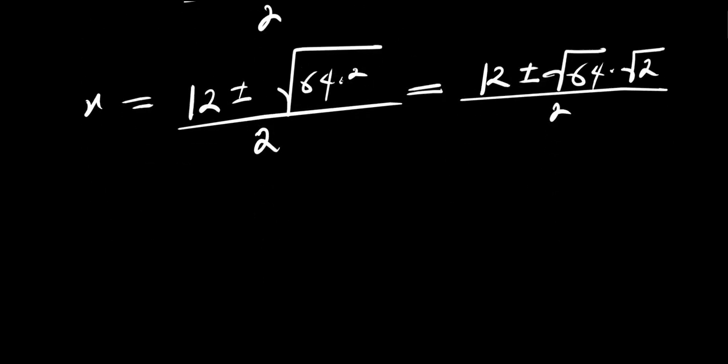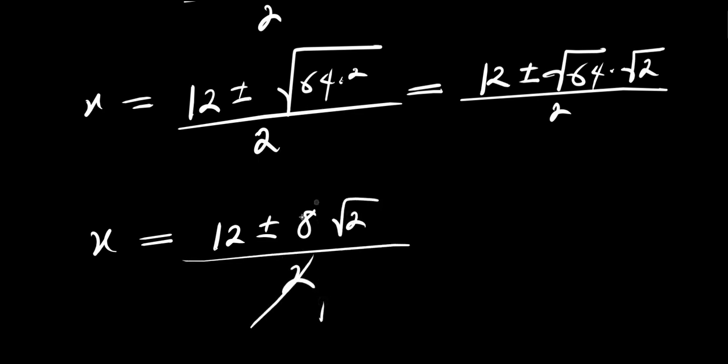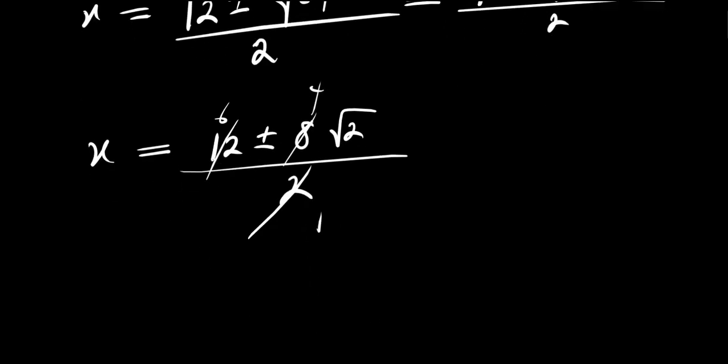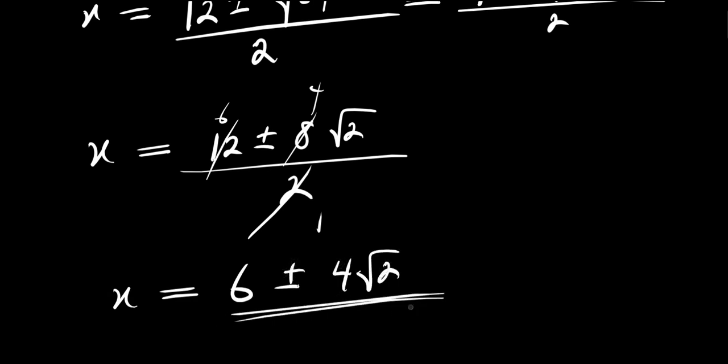So from here, we have x equals 12 plus or minus square root of 64 is 8. We have times root 2 divided by 2. This is 4. This is 6. So from here, we have x equals 6 plus or minus 4 times root 2.